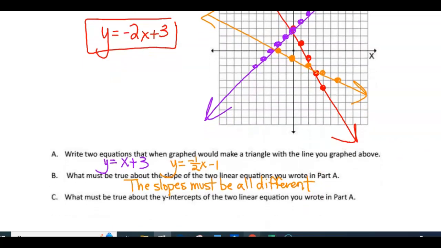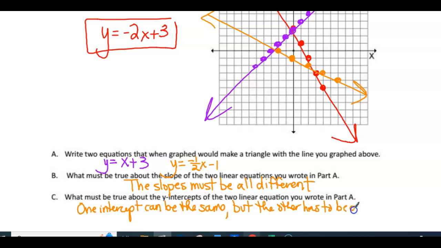However, it says what must be true about the y-intercepts. You could say one intercept can be the same, but the other has to be different. So you can have it going through the same y-intercept, but the other intercept will have to be different. Or both intercepts must be different.